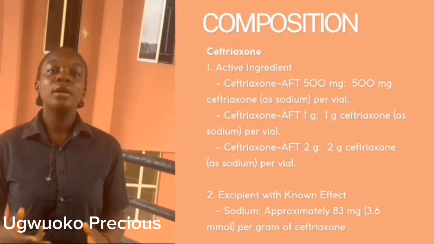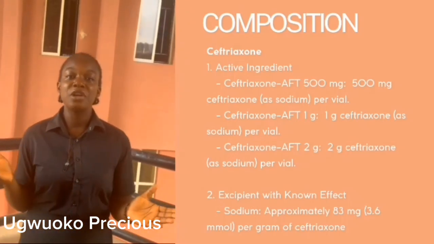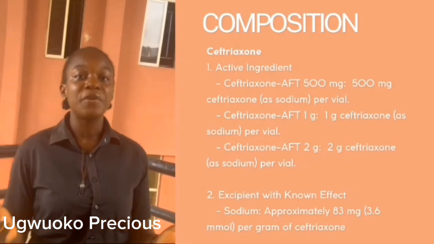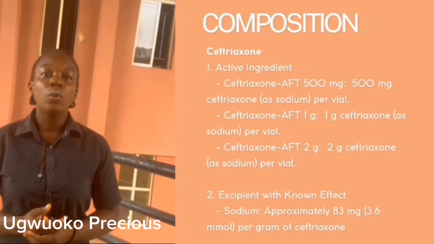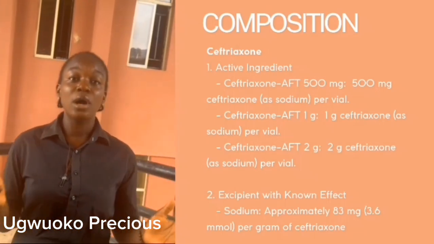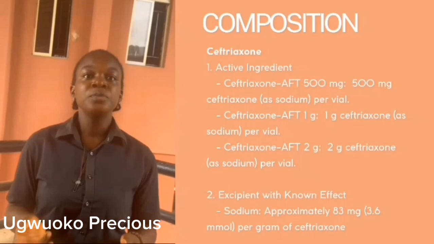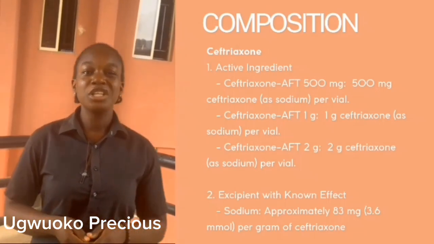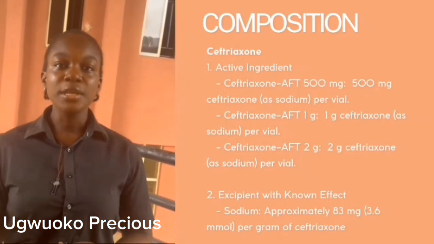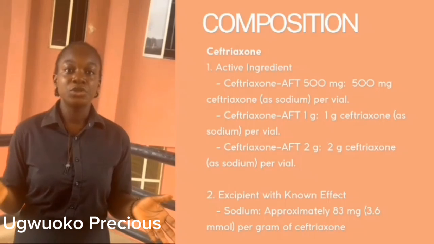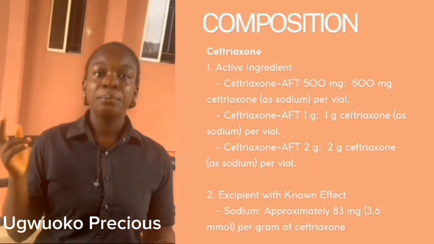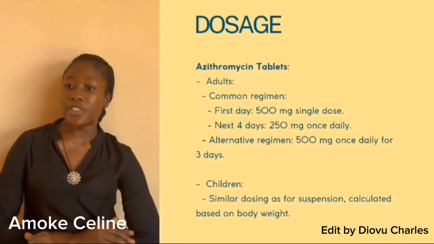The excipient used in augmentin is strawberry flavor. Ceftriaxone AFT 500 mg contains 500 mg ceftriaxone and sodium per vial. Ceftriaxone AFT 1 gram contains 1 gram of ceftriaxone and sodium per vial. Ceftriaxone AFT 2 grams contains 2 grams of ceftriaxone per vial, and the excipient used is sodium, which is 3 mg.